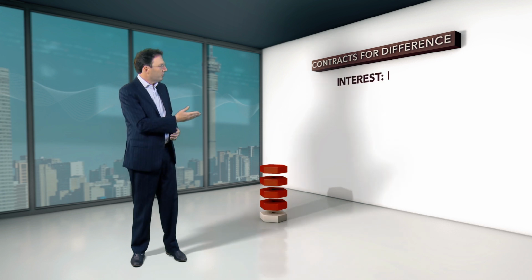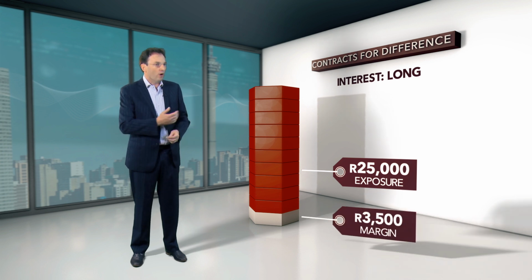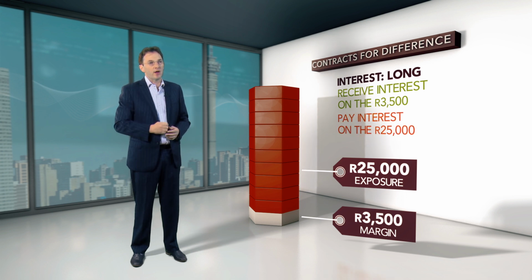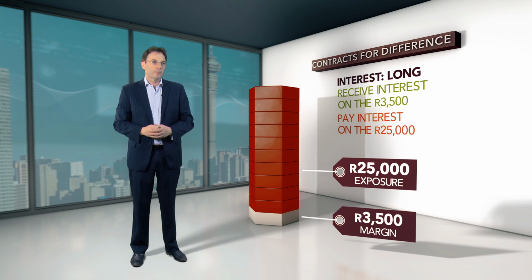For example, if you have a long position with the exposure of 25,000 Rand and margin of 3,500 Rand, you will receive interest on the 3,500, but you'll have to pay interest on the 25,000 Rand as your CFD provider has bought these shares on your behalf.